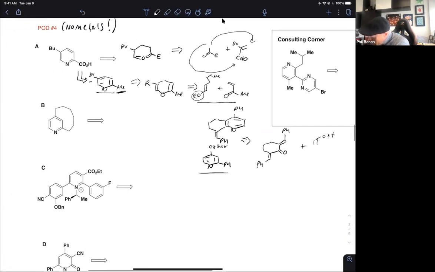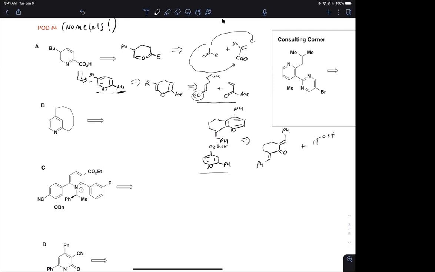Great. Now we talked about one way of doing problem of the day letter B conceptually, but there's another way to do problem of the day letter B using a different type of reaction of a category we said is rarely employed. So who has an idea for B? Notice I said no metals, so there will be no metathesis for this product.